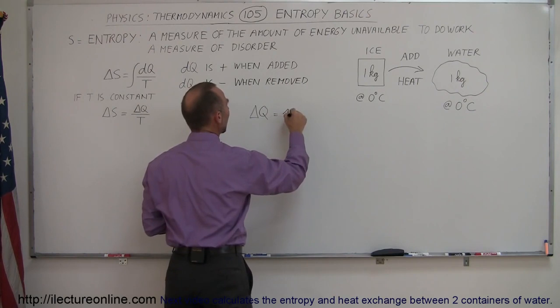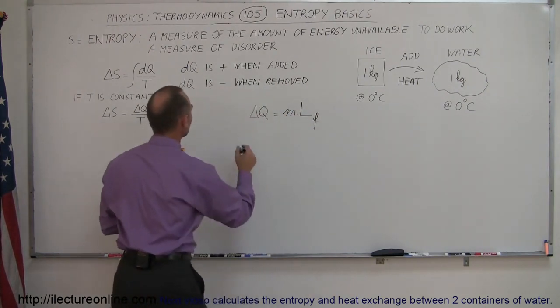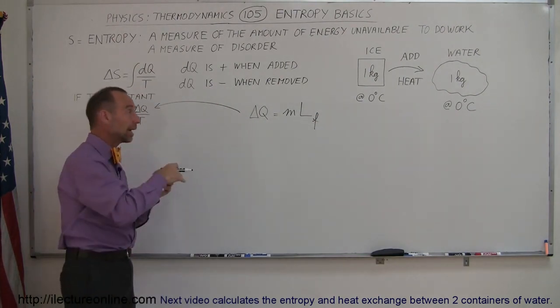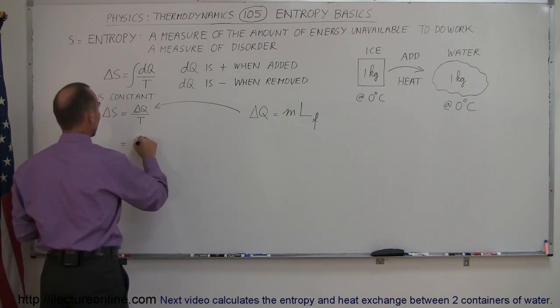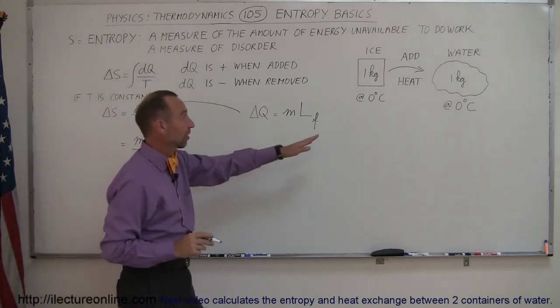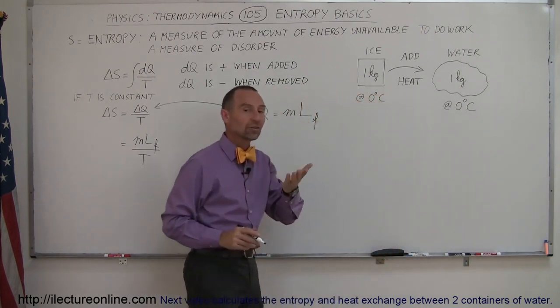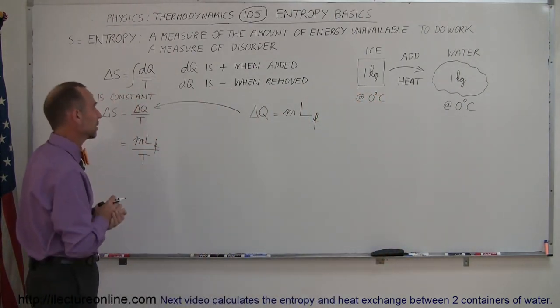Delta Q is equal to the mass of the ice times the latent heat of fusion of the ice. So that is the amount that we need to put in there. And since we're adding heat to the ice, that quantity is positive. So the change in entropy is going to be equal to the mass of the ice times the latent heat of fusion divided by the temperature at which this occurs. Now, of course, the ice is at 0 degrees centigrade. It doesn't change temperature when it turns into water, so the temperature there would be 0 degrees centigrade converted to Kelvin, which would be 273 Kelvin.